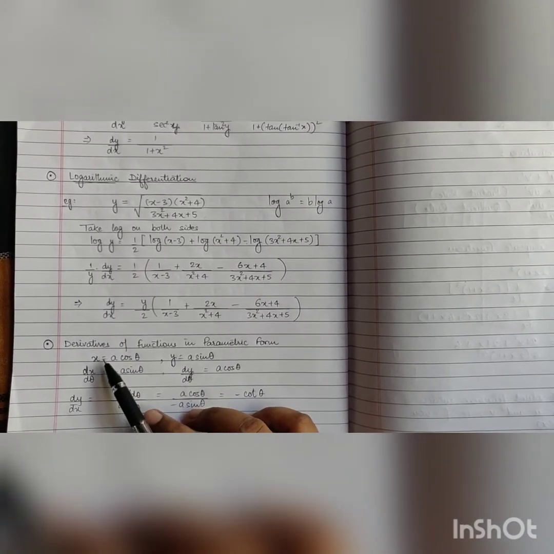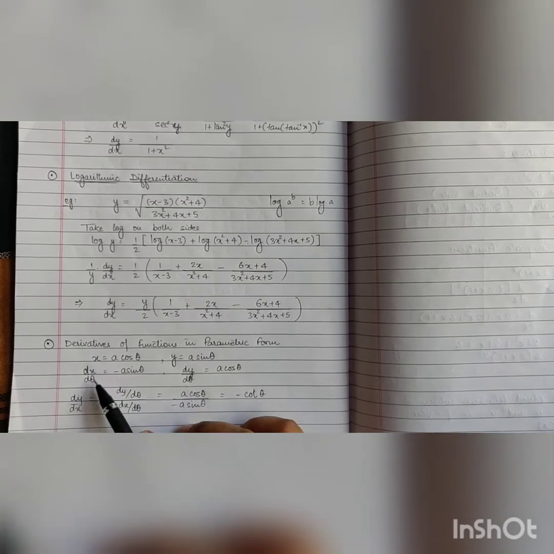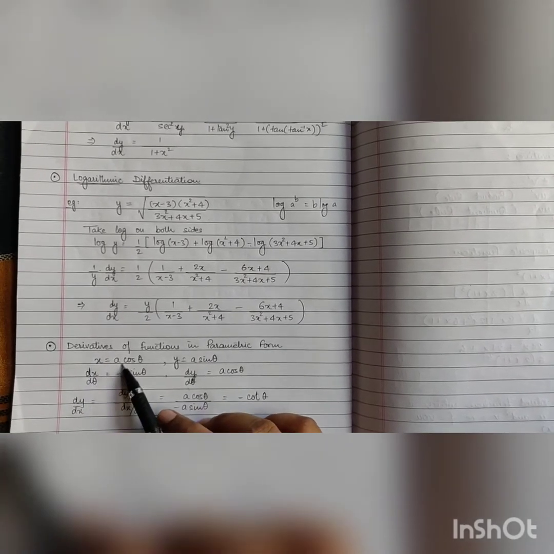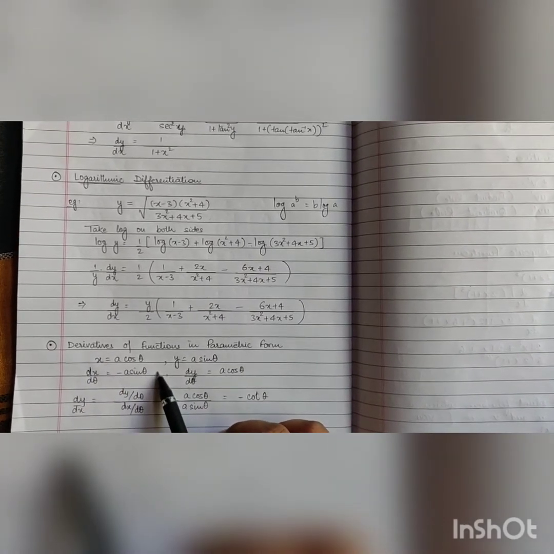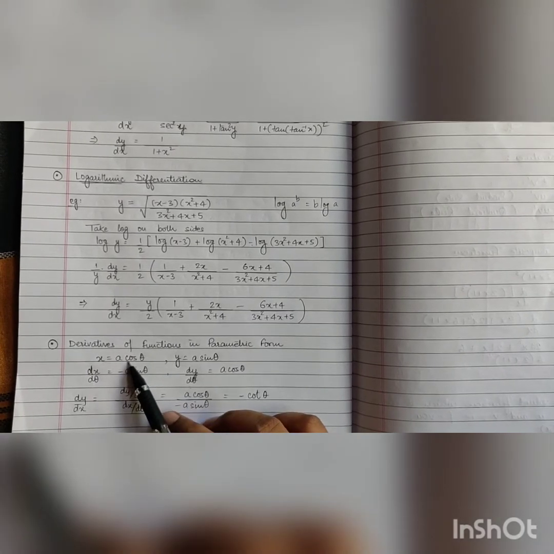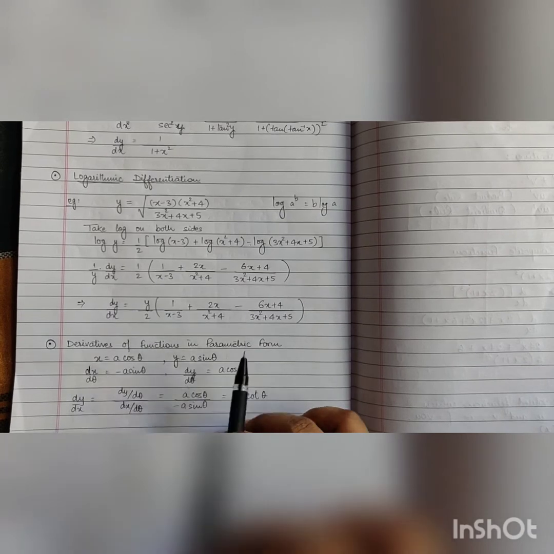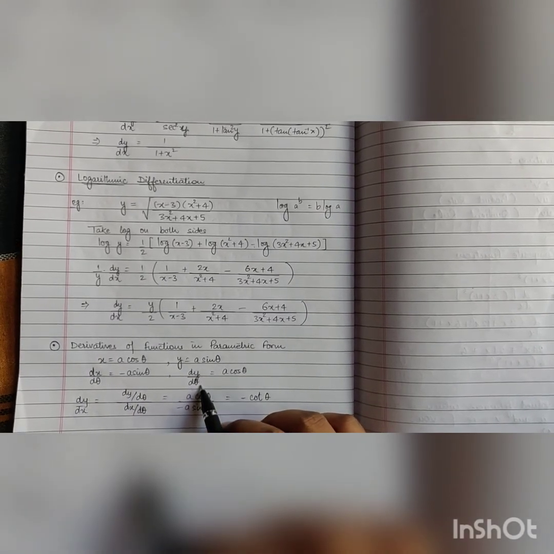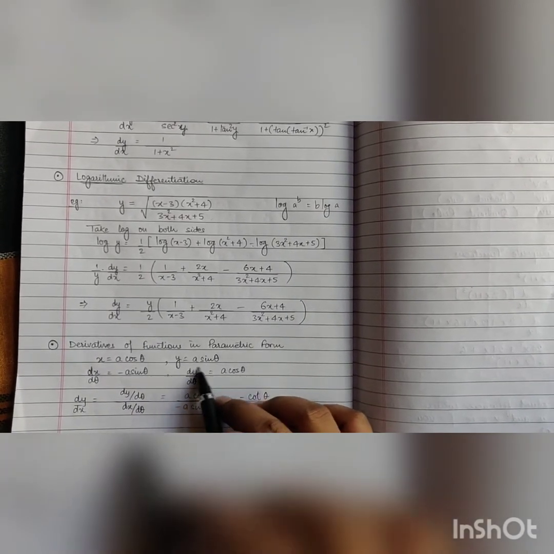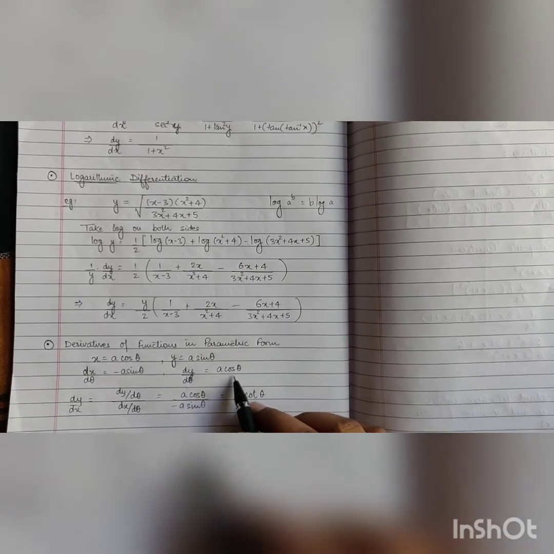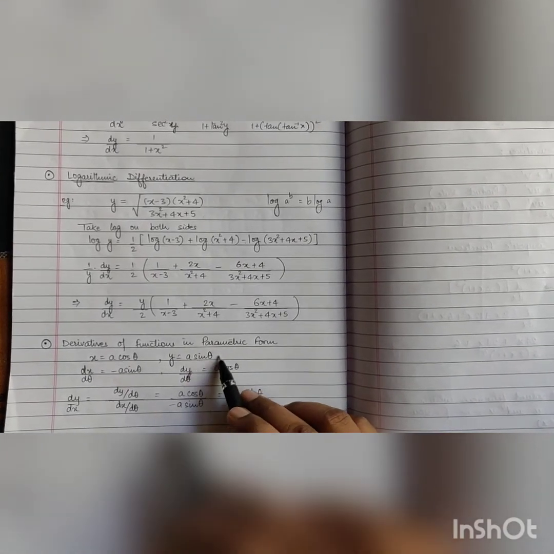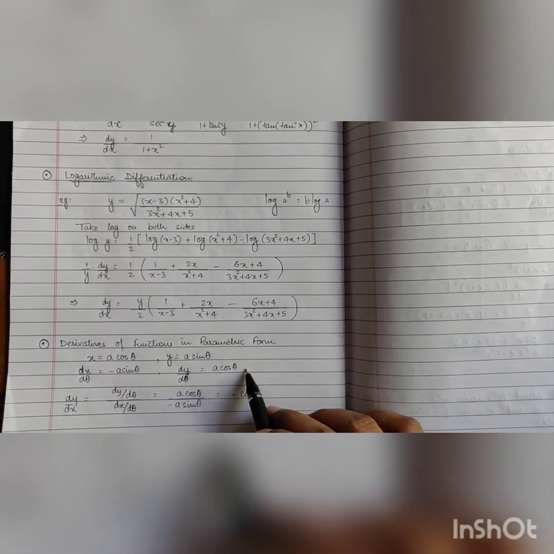So I'll find differentiation of x with respect to theta, and I'll get minus a sin theta, because differentiation of cos theta is minus sin theta. And dy by d theta, differentiation of this with respect to theta, will give me a cos theta, because differentiation of sin theta is cos theta.